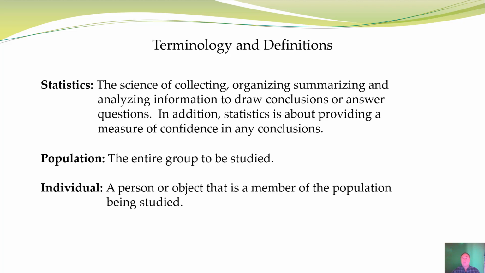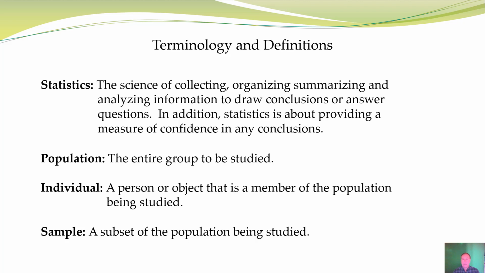An individual is a person or object that is a member of the population being studied. A sample is a subset of the population being studied. For example, if we took the population to be all students attending community college in the state of Maryland, then all students attending Hagerstown Community College would be a sample of the population. Also, the students in this class would be a sample of the population of all students attending community college in the state of Maryland.